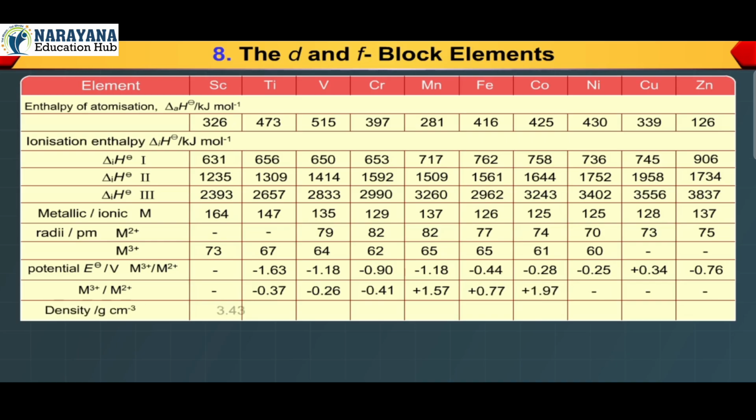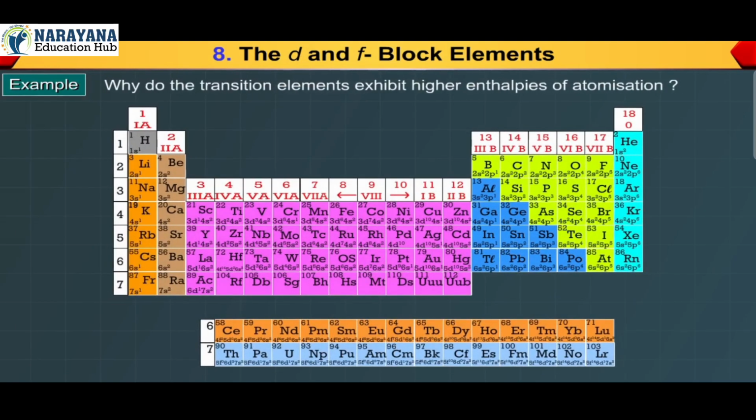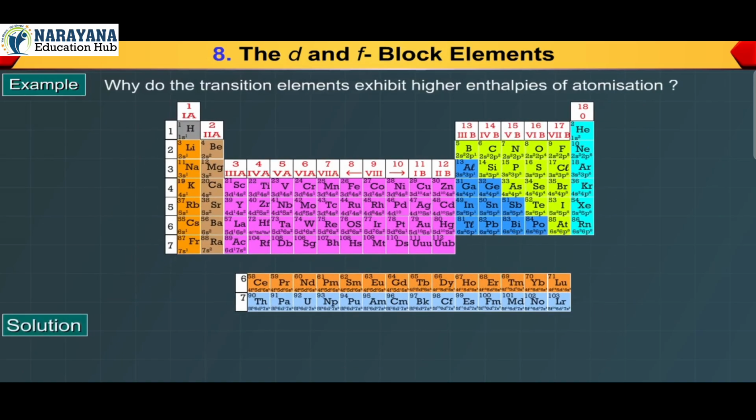Density gram per centimeter cube: 3.43, 4.1, 6.07, 7.19, 7.21, 7.8, 8.7, 8.9, 8.9, 7.1. Example: why do the transition elements exhibit higher enthalpies of atomization?